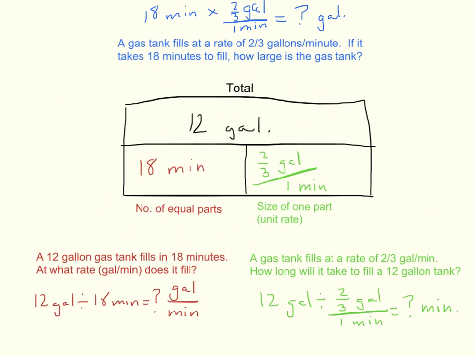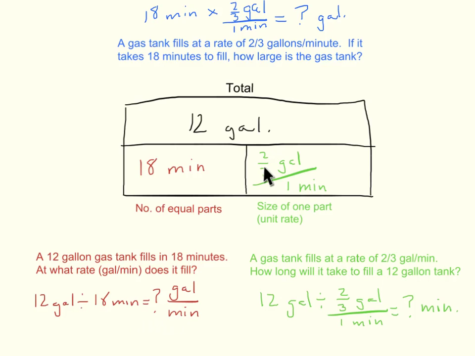If we start with all three quantities from the factor product grid in place, we can see that we can really get three different word problems. We can get the word problem that we were just working on that involves the division of the total by the unit rate. We can also look at the other division problem. A 12-gallon gas tank fills in 18 minutes. At what rate does it fill? This then is starting with the total of 12 gallons and dividing by the number of equal parts, in this case the 18 minutes, to get the unknown unit rate.